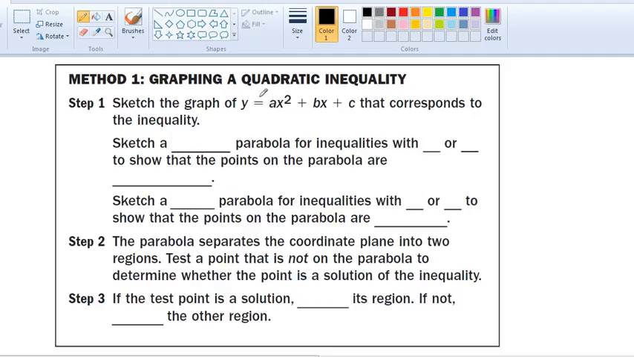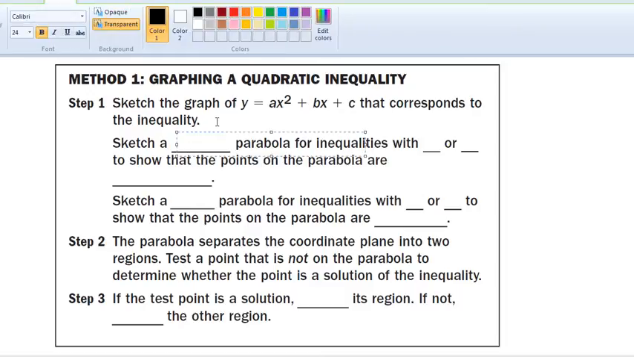What we're going to do is use the equation way of doing it to graph it, because that makes a little more sense to us. It's something that we know right now. So our first thing after we sketch that graph is to sketch a dashed parabola if we ever see an inequality like greater than or less than, to show that the points on the parabola are not solutions. That's very similar to what we did with the linear inequalities.